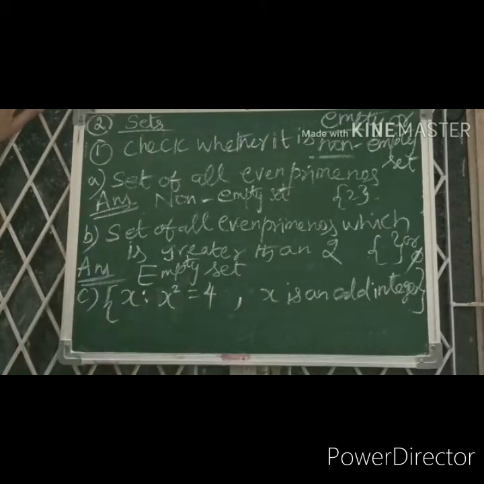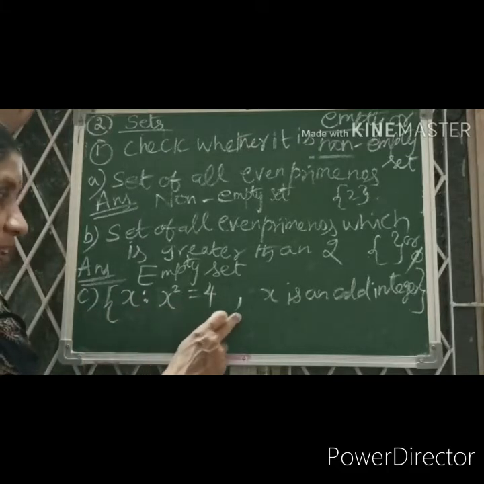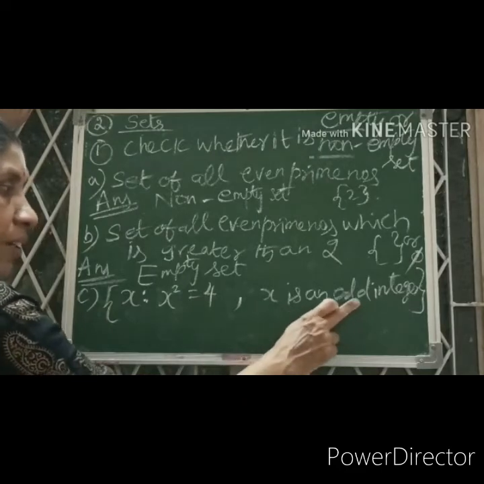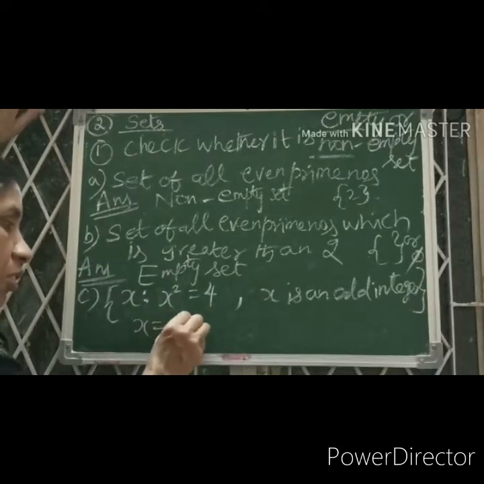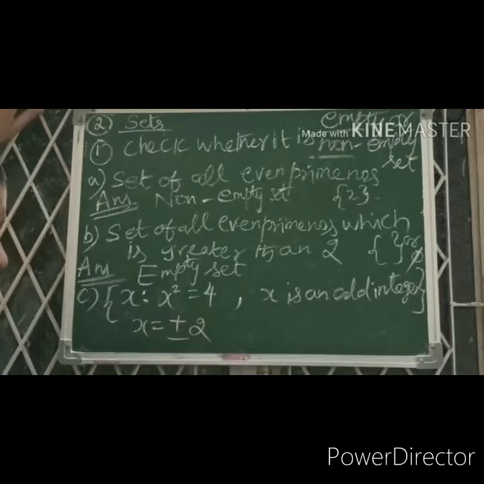See the third example. Here you are given set builder form. X, how will you read it? X such that x square is equal to 4, comma, x is an odd integer. If x square is equal to 4, if you solve it, what terms will you get? X is equal to plus or minus 2. So is there any odd integer? No, both are even integers. Plus 2 and minus 2 are even integers.